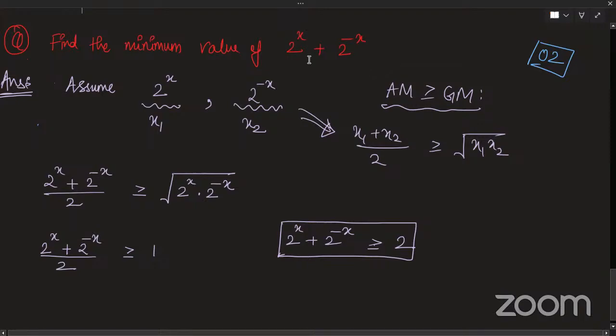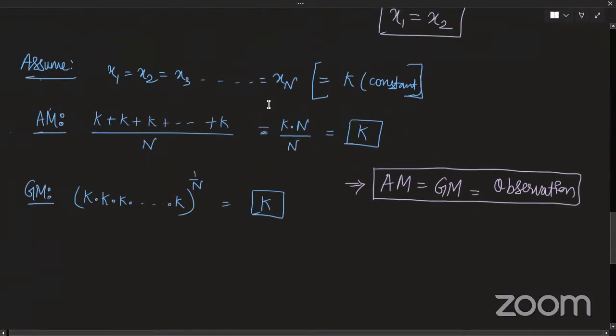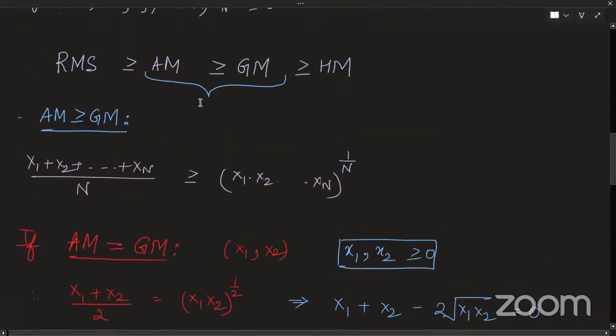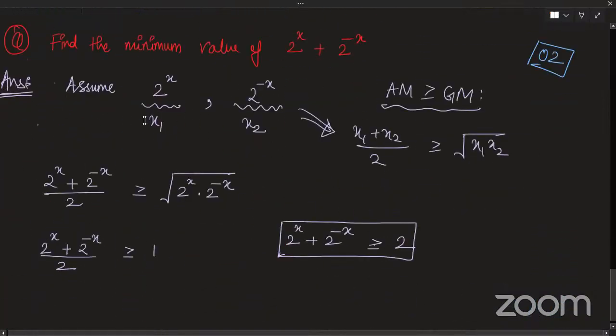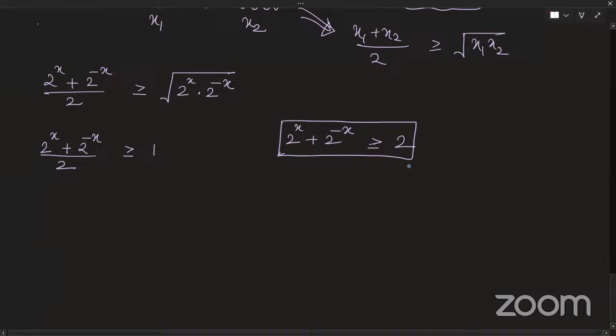So if it is always positive, I can now easily apply my trick, AM is greater than or equal to GM, and I have done this same thing. The first observation is 2 raised to x, the second observation is 2 raised to minus x. So I got this thing is greater than or equal to 2. So my least value will be 2.